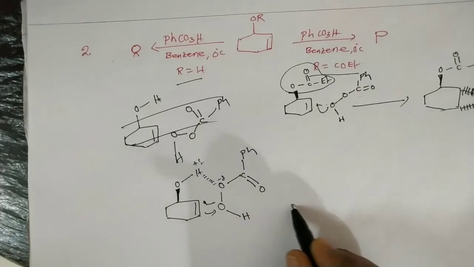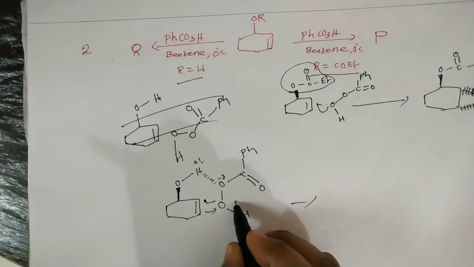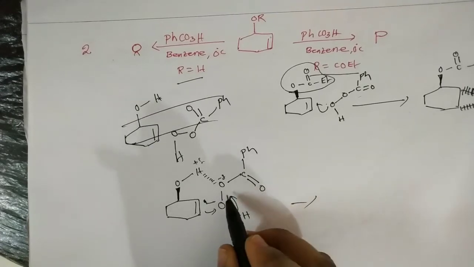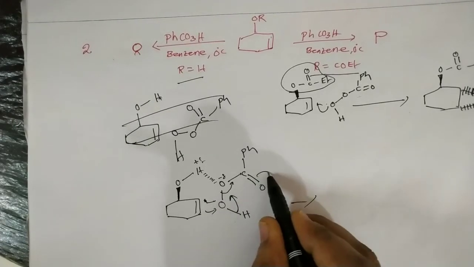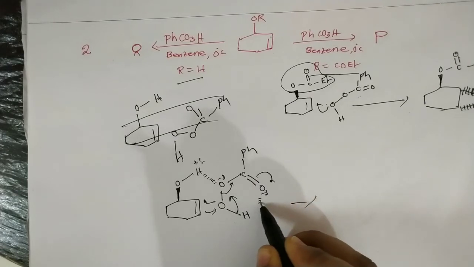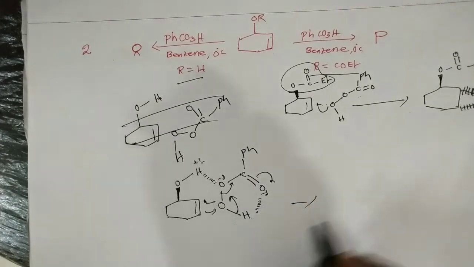Finally, you will get the breaking of this bond and transfer of these electrons, with the oxygen partially negative. So here O minus catches this hydrogen.